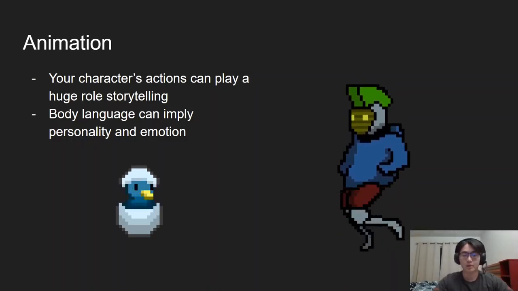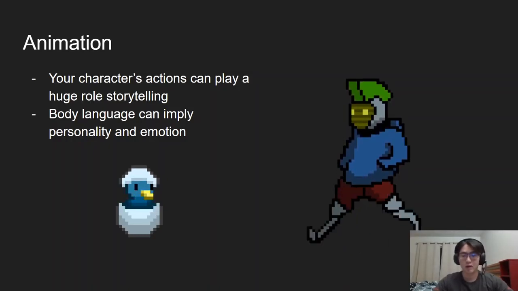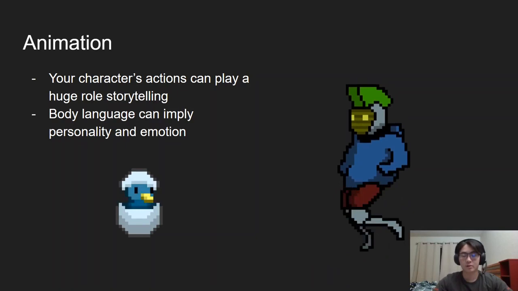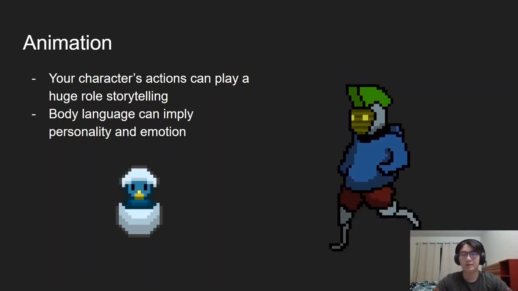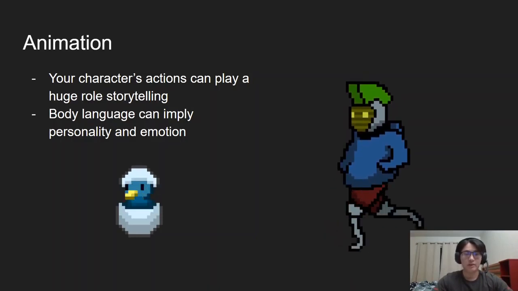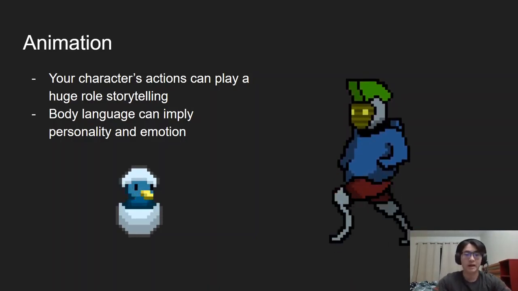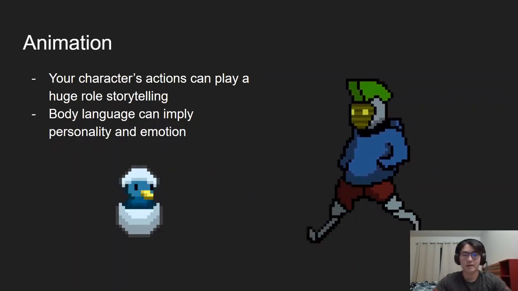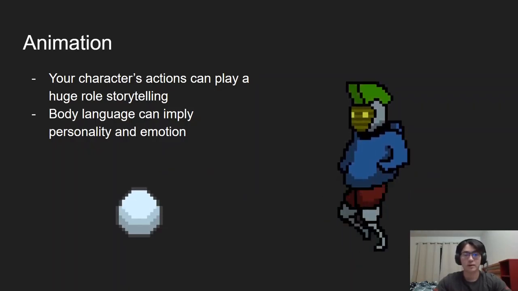For example, over here, we have a robot guy who is sort of bouncing and walking. This kind of gives a sense that he has a sort of young vibe to him, and that this is sort of a punk kid. And over here, at the bottom of the text, we have a duck in an egg. And this bird in an egg comes out and looks around very nervously, sort of giving the sense that this little bird has a lot of anxiety.